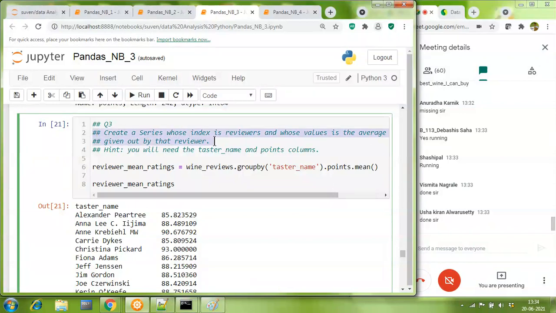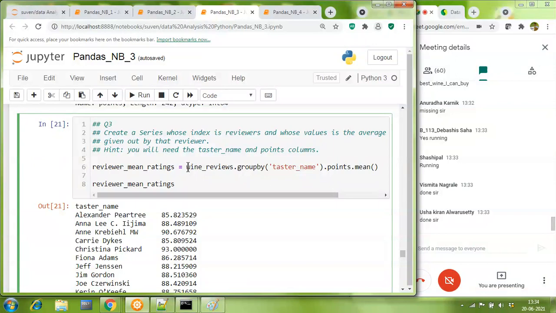Yes. So create a series whose index is reviewers and whose value is the average given out by the reviewer. Hint: you will need the taster underscore name and points column. Okay. So what do you think? What's your good name once again, please?